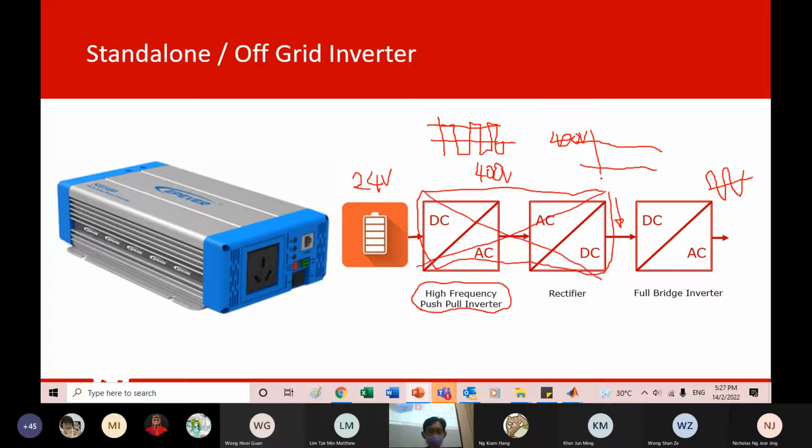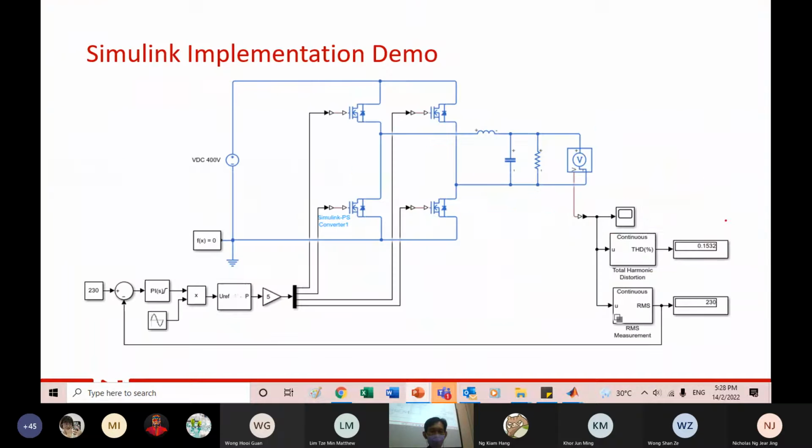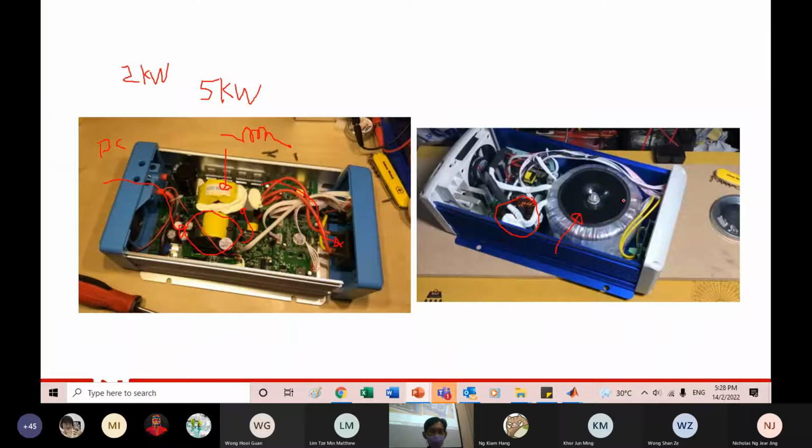Straight away apply the battery to the DC to AC. 24 watt, for example, then your output is also 24 watt, right? So they put a big transformer at the end here, where your 24 watt AC output is, after the filter. Then you will have 230 watt. That's why you can see the transformer size is very much bigger compared to the high frequency one.